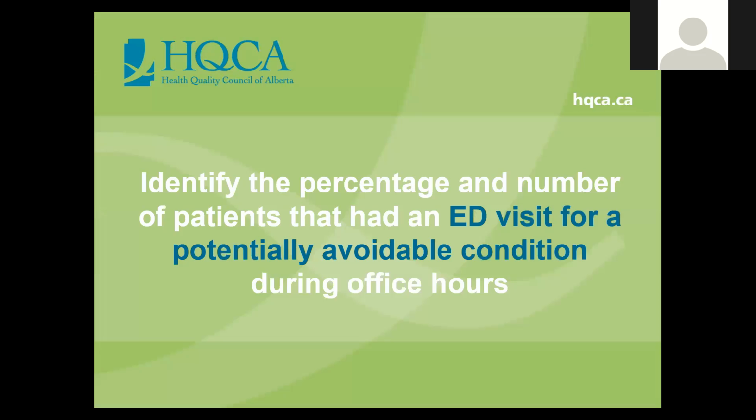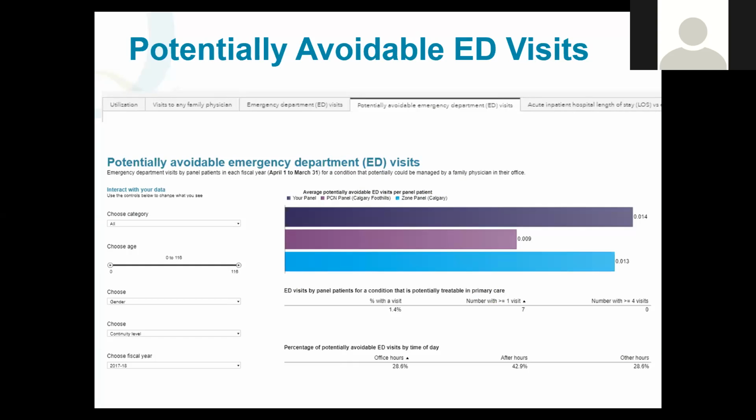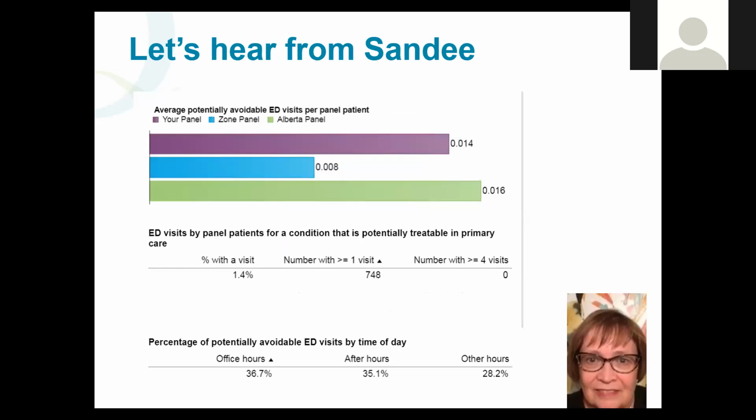That's great. Okay, moving on to the next try this exercise, which was identifying the percentage and number of patients that had an ED visit for a potentially avoidable condition during office hours. And so the example that we shared last time we got together showed that for this physician, 29 of the potentially avoidable ED visits occurred during the office hours, and it's right down here that you can see that. So Sandy, what did you find when you looked at your report?